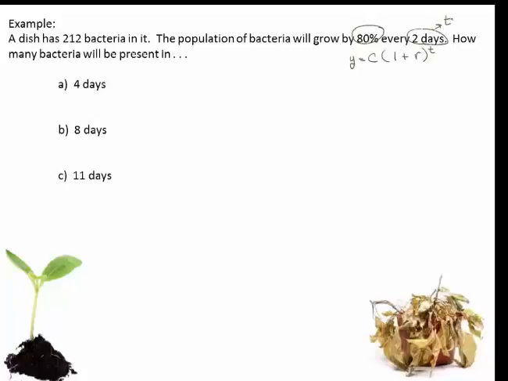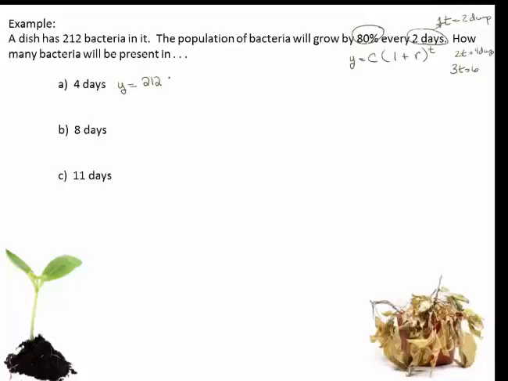So t is equal to 2 days. So that would be 1t. So 2t would be 4 days. 3t would be 6, etc. So when t equals 2, that's 4 days. When t equals 3, that's 6 days, etc. So in 4 days, we're going to set up our formula.